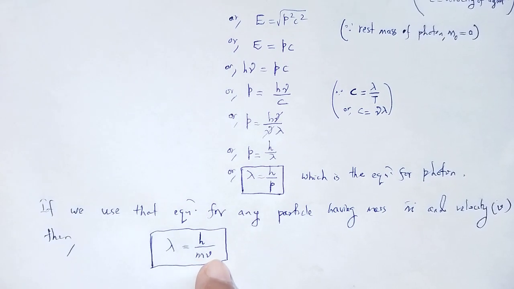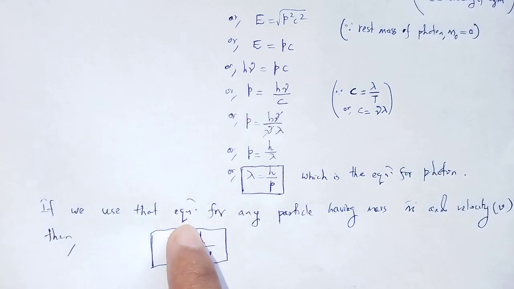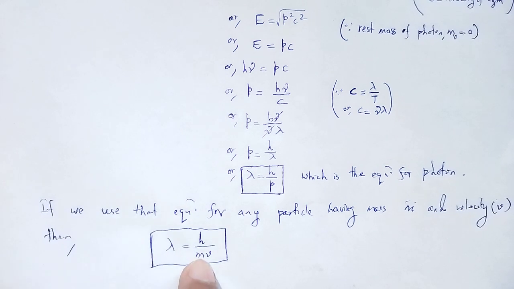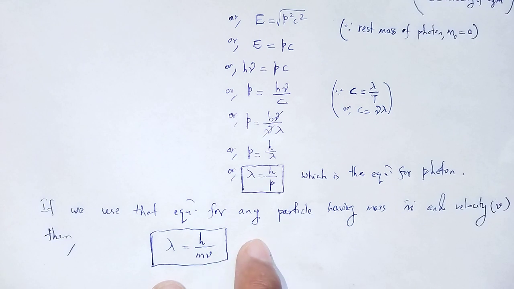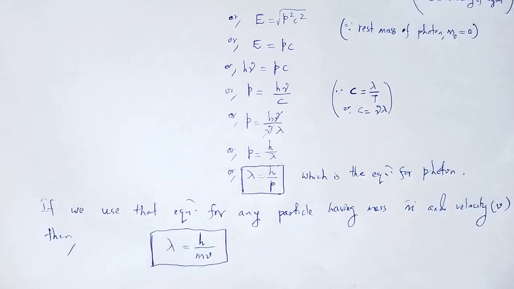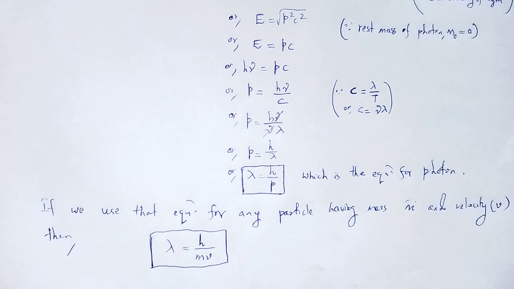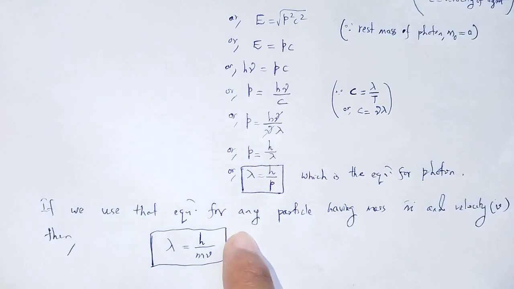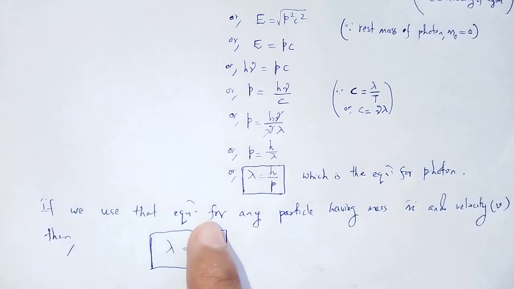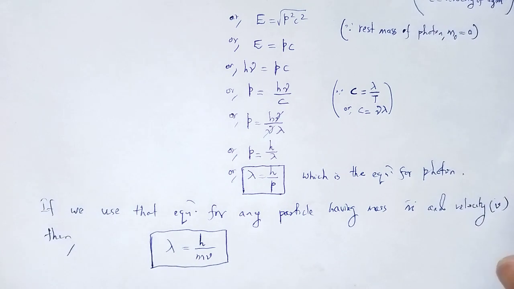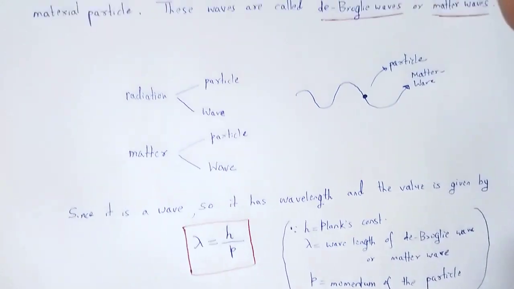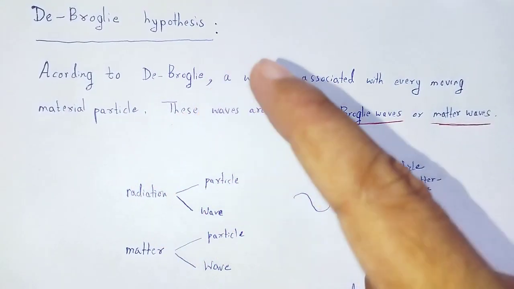It depends upon mass and velocity. If mass is less, wavelength increases. The lighter the particle, the greater the de-Broglie wavelength. Again, velocity: if that particle travels faster, then the de-Broglie wavelength will be small. The de-Broglie wavelength is independent of the charge of the particle, and that de-Broglie wave, which is called matter wave, is not electromagnetic in nature. This is all about the hypothesis proposed by de-Broglie.